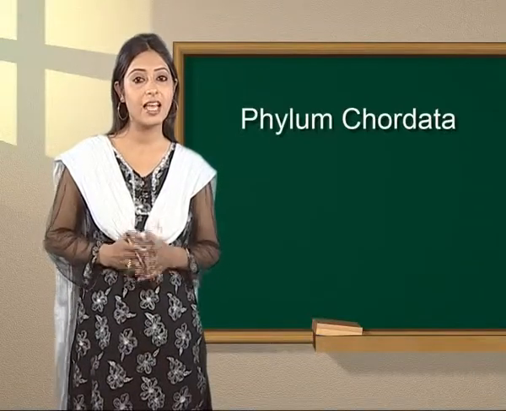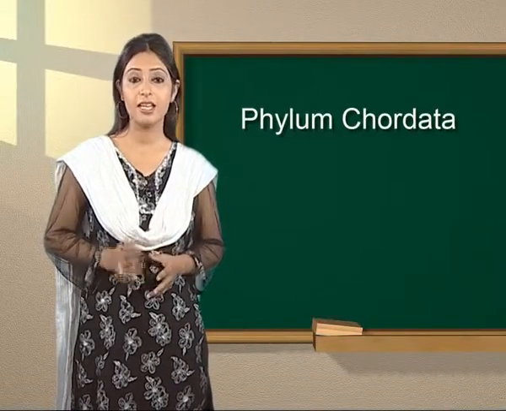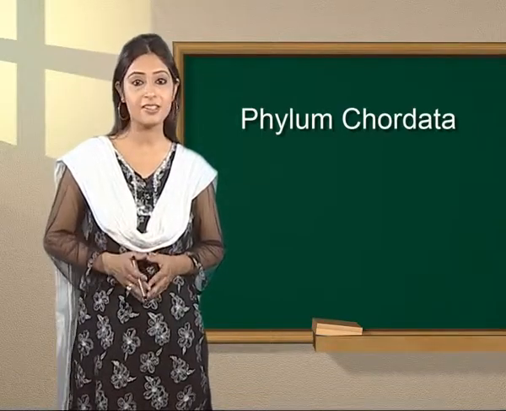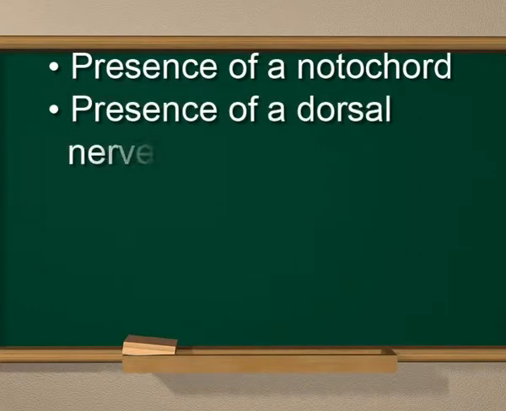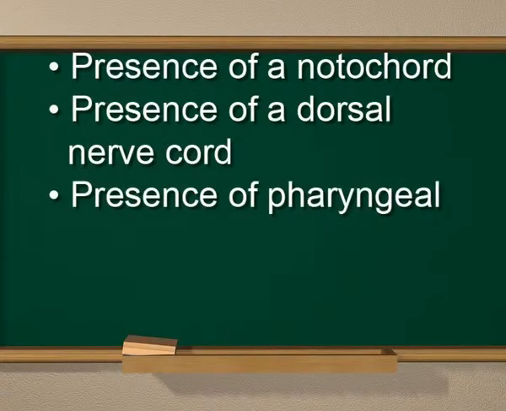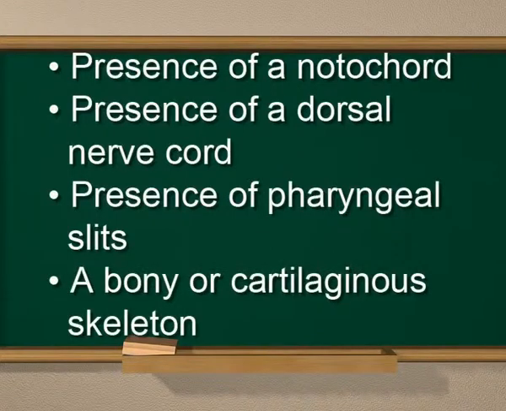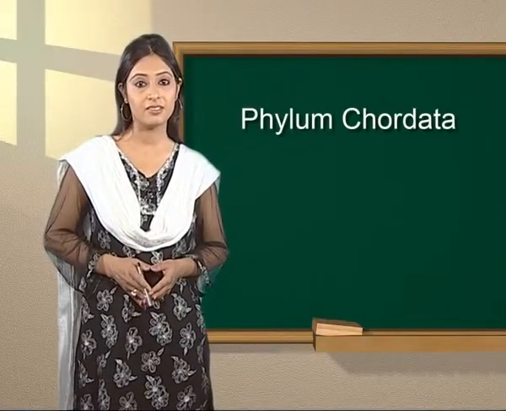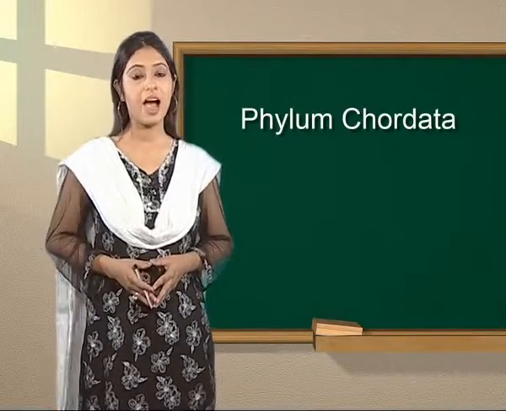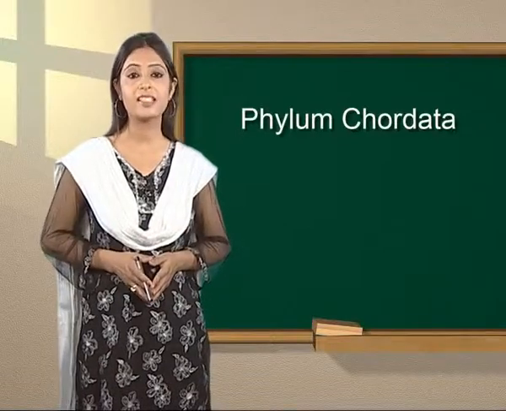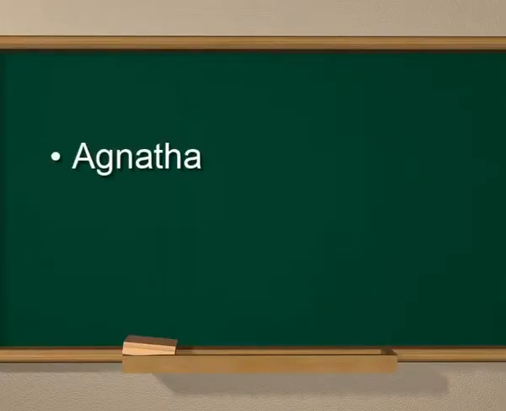My next question is, list the main characteristics of vertebrates. Answer: the main characteristics of vertebrates are presence of a notochord, presence of a dorsal nerve cord, presence of pharyngeal slits, and a bony or cartilaginous skeleton. Next question. Name the two divisions or sections of subphylum Vertebrata. Answer: subphylum Vertebrata is divided into two divisions or sections, Agnatha and Gnathostomata.